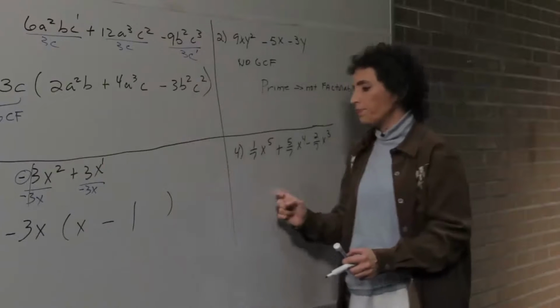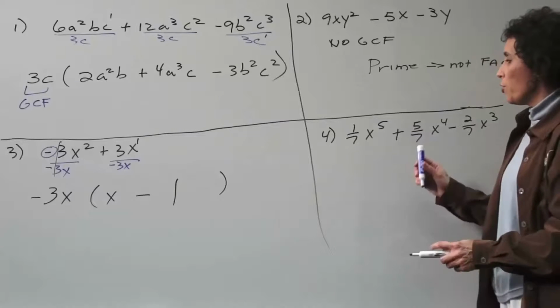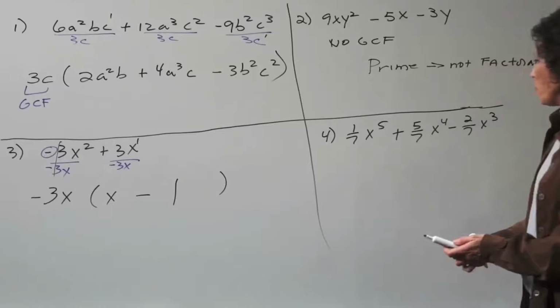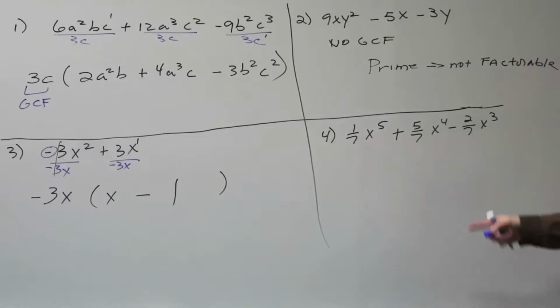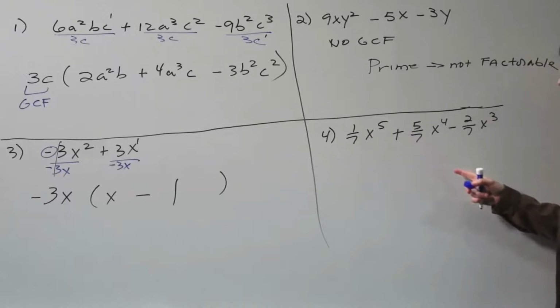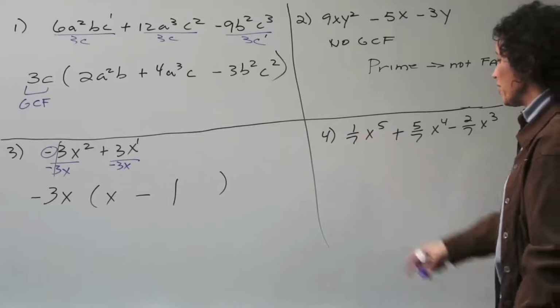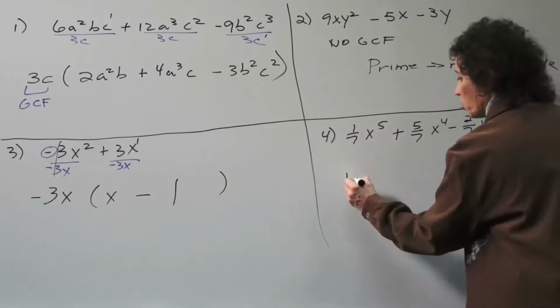Okay, ready for this? All right. To do this problem, remember what we have to do. We're going to go to the lowest number, 1/7. 1/7 is the lowest number. They all have the same denominator. Okay, 1/7 is part of my GCF.